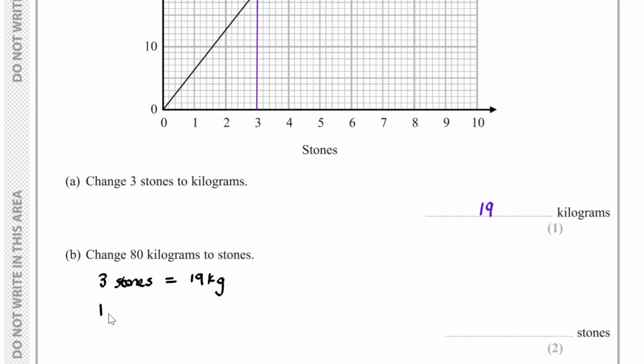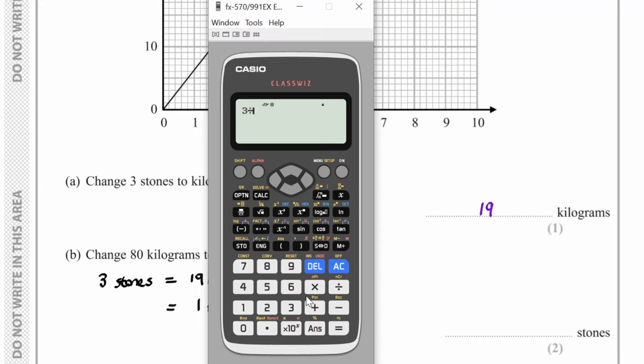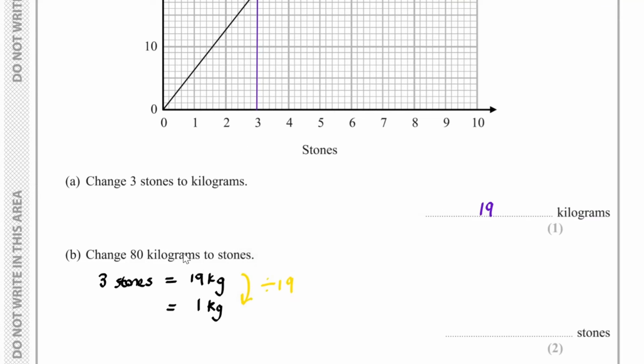So therefore, we can find out what 1 kilogram is. To find out what 1 kilogram is, we have to divide by 19. So 3 divided by 19, you'd find that to be 3 over 19, which is 0.15, etc. So here, 0.15 stones would represent 1 kilogram.